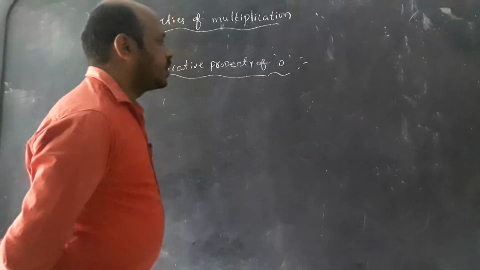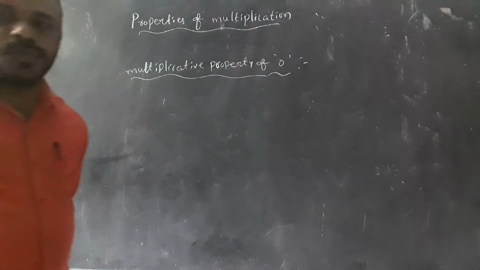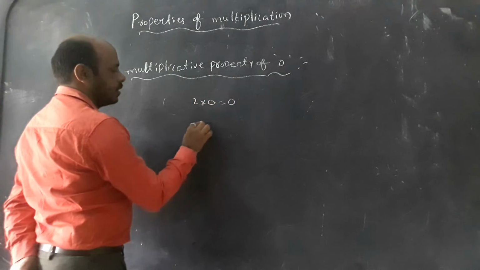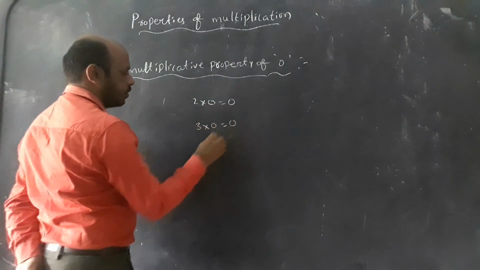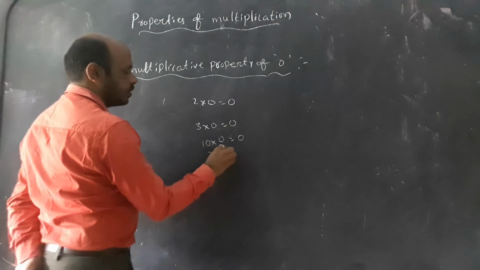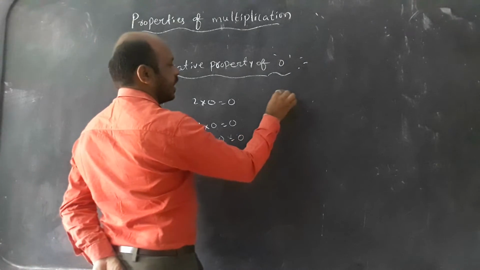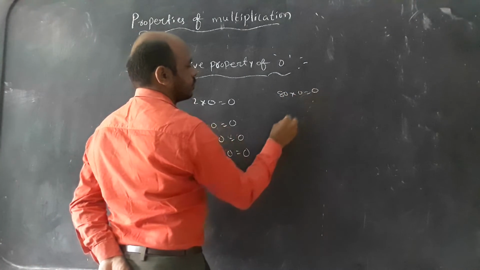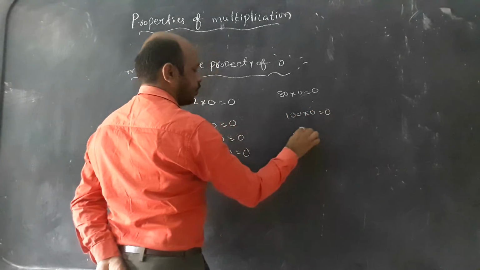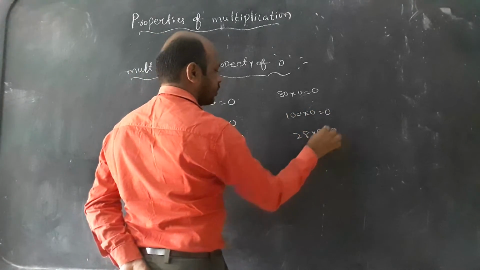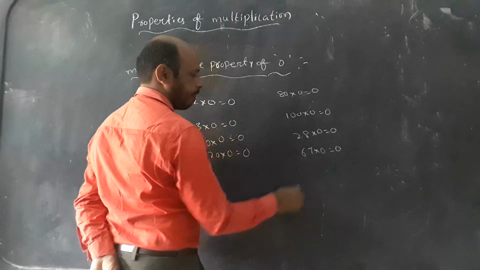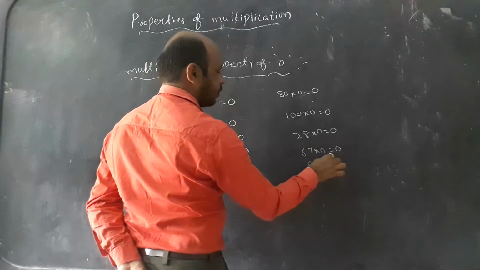Means what? 2 into 0 is 0. See here, 2 into 0 is equal to 0. 3 into 0 is equal to 0. 10 into 0 is equal to 0. 20 into 0 is equal to 0. 80 into 0 is equal to 0. Okay, 100 into 0 is equal to 0. 28 into 0 is equal to 0. 67 into 0 is equal to 0. 98 into 0 is equal to 0.